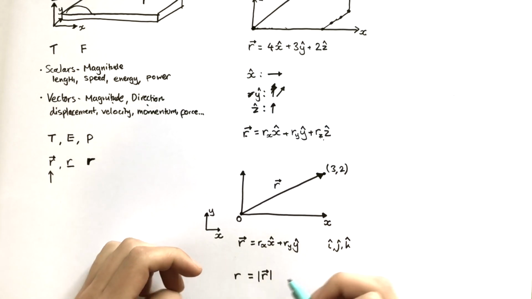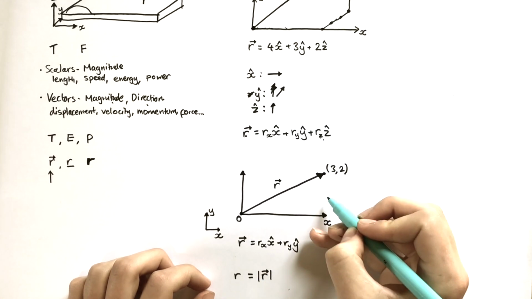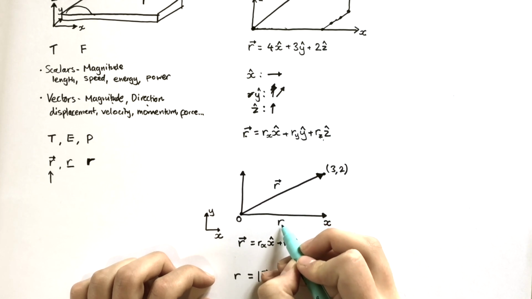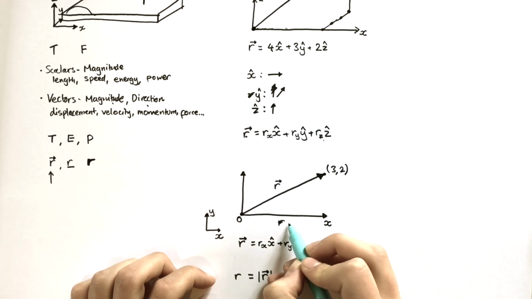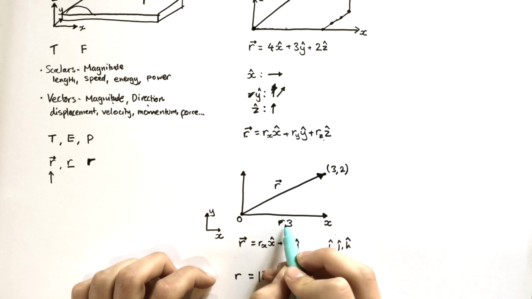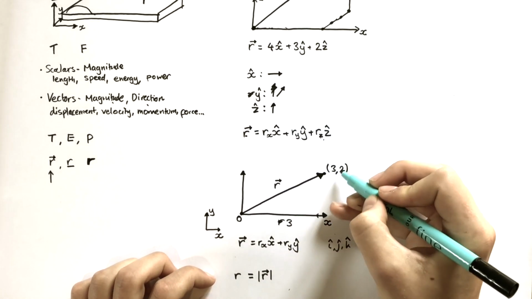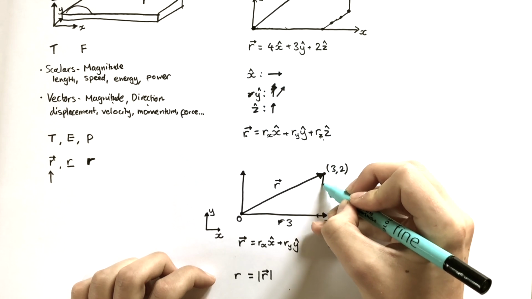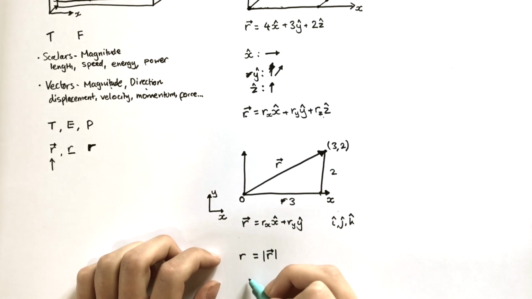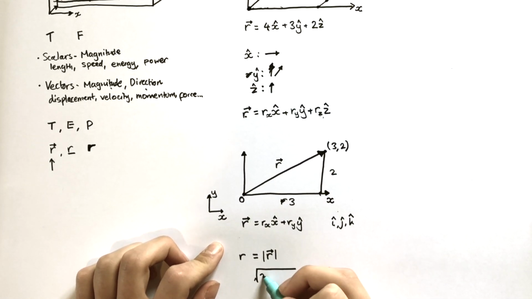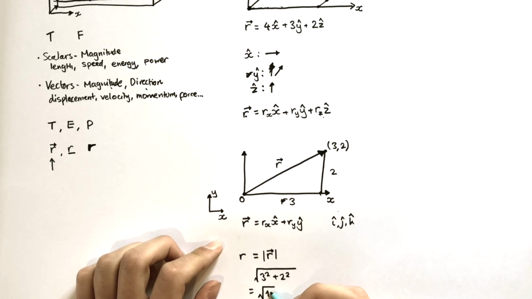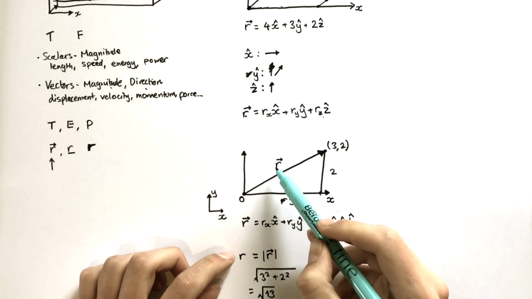And how do we work out what this distance is? Well, we simply use Pythagoras, of course. We use a squared plus b squared equals c squared. It's simple Pythagoras. So we know that this length right here must be 3 because it has an x coordinate of 3, so it's 3 along the x-axis, and it has a y coordinate of 2, so this length up here is 2. So how do we work out what this length is here? Well, it's simply the square root of 3 squared plus 2 squared, which in this case is the square root of 13. That is the magnitude of this vector here.